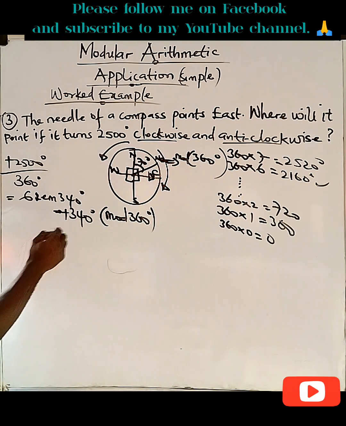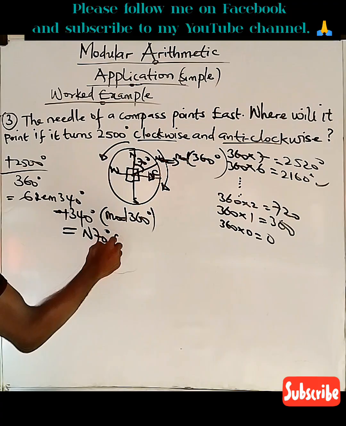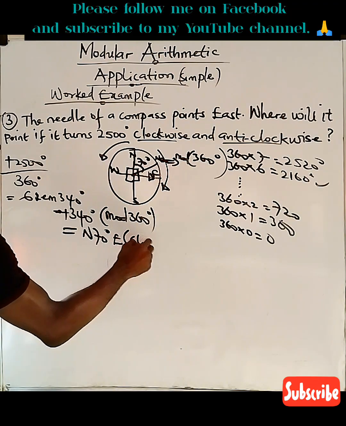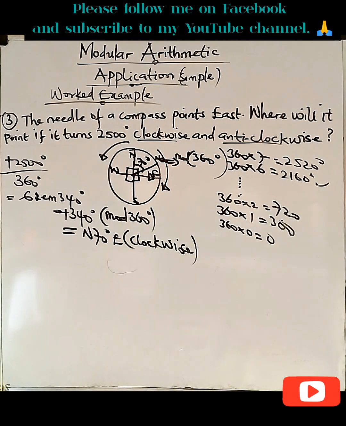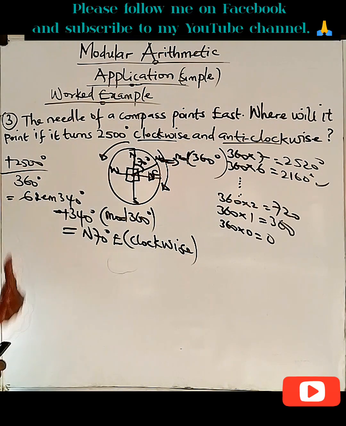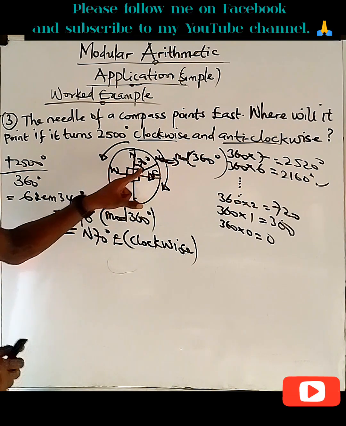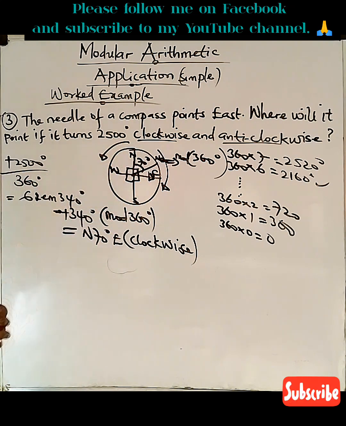So for the clockwise motion, what do we have? The result is going to be north, 70 degrees east. That's the result for the clockwise movement. So that's that, as simple as that. So for 2,500 degrees revolution or turning in the clockwise direction, our result will end up being what? The blade will stop between the north and the east, 70 degrees, so north, 70 degrees east.